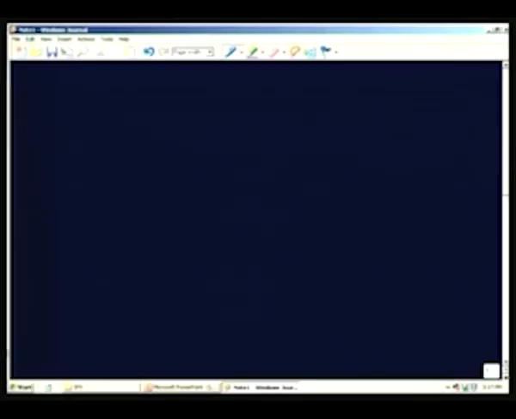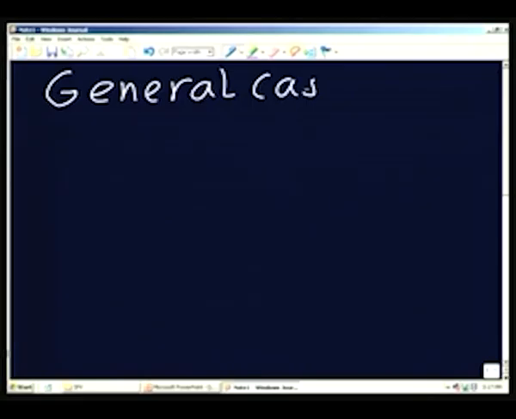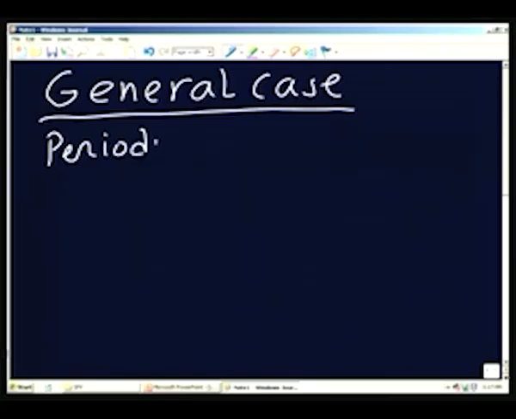So, if I look at the general case, I am just going to make a very simple analysis without too much of mathematical details, so that we understand what we are talking about. So, if you remember what we did, we had a periodic input at one single frequency omega. We can call this the fundamental frequency.